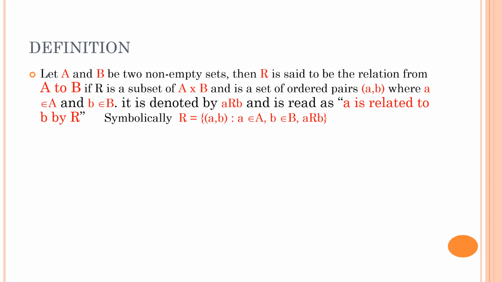What it means is the relation will consist of a set of ordered pairs. Just like the Cartesian product is a set of ordered pairs, similarly the relation is also a set of ordered pairs (a, b), where the element a belongs to set A and the element b belongs to the set B.